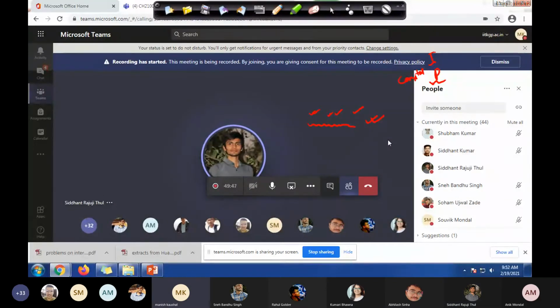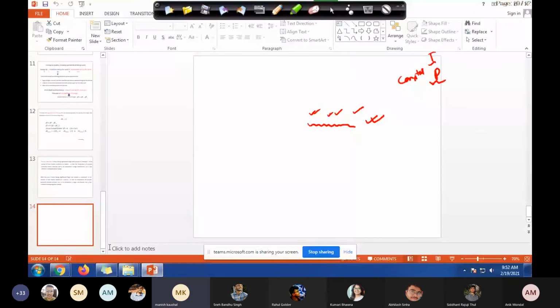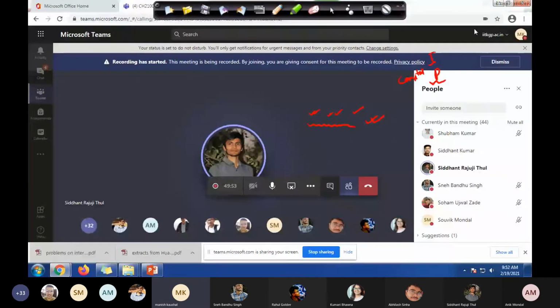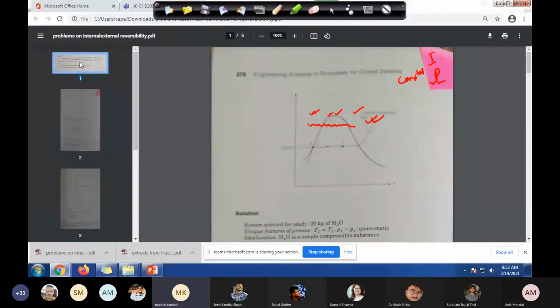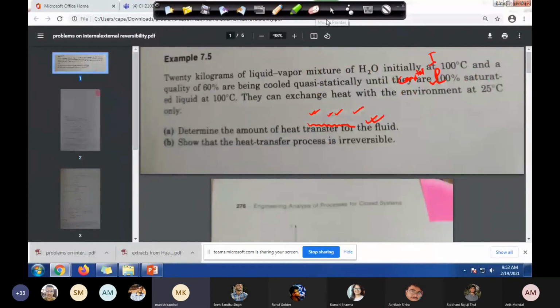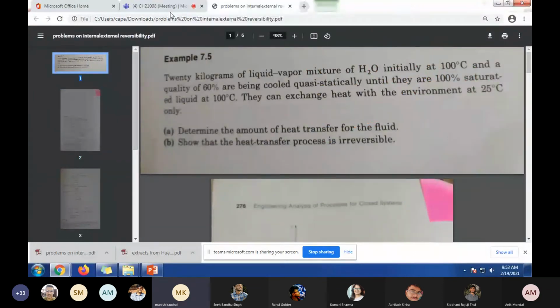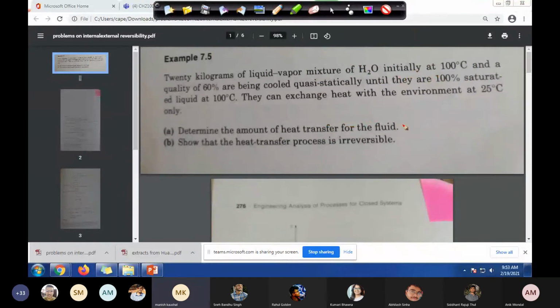Anyway, since you are here, let's talk. Okay, no problem, Siddhant Thul. Yes. So let's go to the problem and help me. I need your urgent help here. Tell me, how will you calculate heat transfer? Let's see how much you are in the class. Yes, Siddhant Thul, tell me. Part A, how will you go for it?